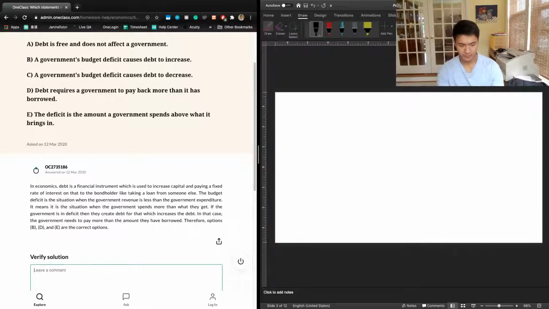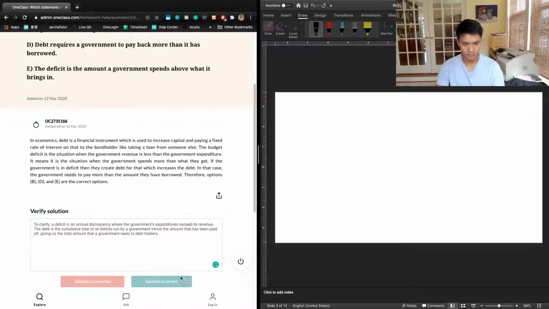I just want to further clarify. To clarify, a deficit is an annual discrepancy where the government's expenditures exceed its revenue. The debt is the cumulative total of all deficits run by a government minus the amount that has been paid off, giving us the total amount that a government owes to debt holders. Okay, solution is correct.